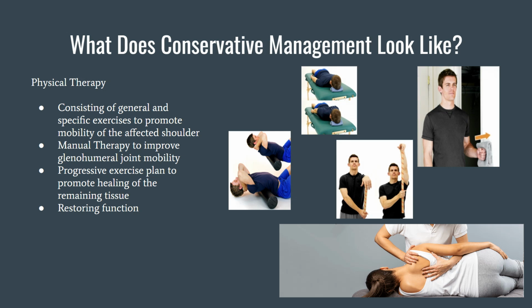Right, so progressive exercise plans to promote healing of that remaining tissue, like we talked about before. If it's surgical, we're going to take our time because we want that tissue to heal after surgery. If it's just a chronic rotator cuff, non-surgical, we still want those tissues to heal that are still attached there, and that can happen. And then focusing on restoring function so that you're back sooner than you would be if you did surgical intervention. Let's take an example of a tennis player here.